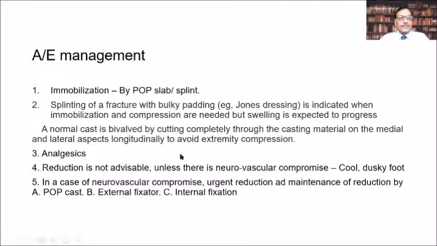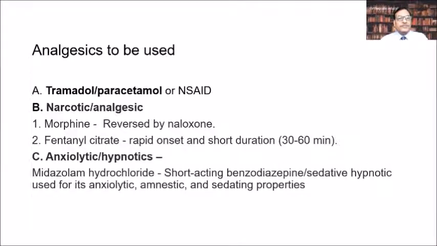What is the management? So management is simple in A&E: immobilization by POP slab or the splint, and there will be bulky padding, that is also called Jones dressing. Reduction is not advisable. You give analgesics and don't reduce the fracture, rather wait for some more time. In the case of neurovascular compromise, then only urgent reduction is advisable, and maintenance of reduction is usually by POP cast, external fixator, or internal fixation.